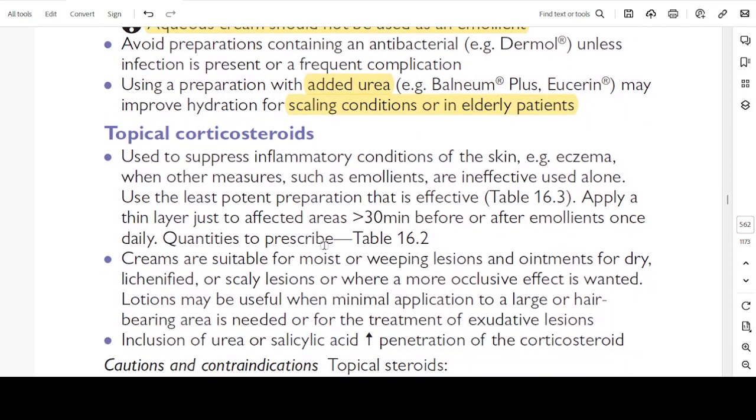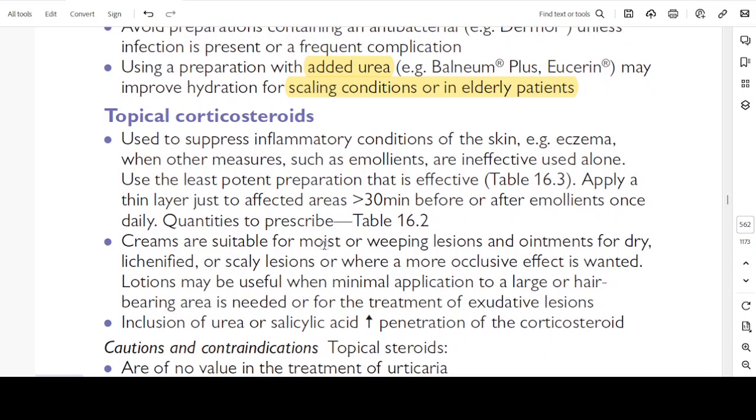Topical corticosteroids are used to suppress inflammatory conditions of the skin, such as eczema, when other measures such as emollients are ineffective, used alone. So use the least potent preparation that is effective, see Table 16.3. Apply a thin layer just to the affected areas, more than 30 minutes before or after the emollients, once daily. Quantities to prescribe are in Table 16.2.